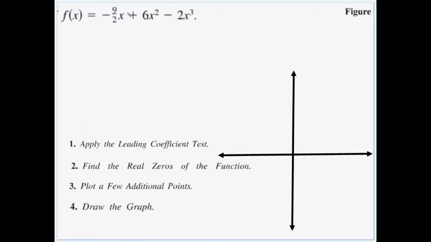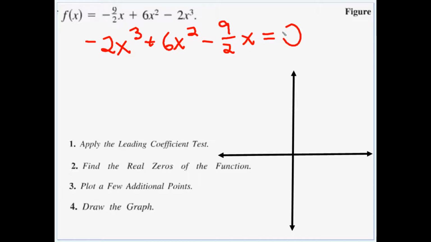Let's just take that step. Negative 2x cubed plus 6x squared minus 9/2 x. And let's set it equal to 0. We know we're going to need that in a minute. Okay, now we've got the leading coefficient here. It's a negative and it's odd. If it's negative and odd, we're going to head up to the left and we will fall to the right. So there's our end behavior.